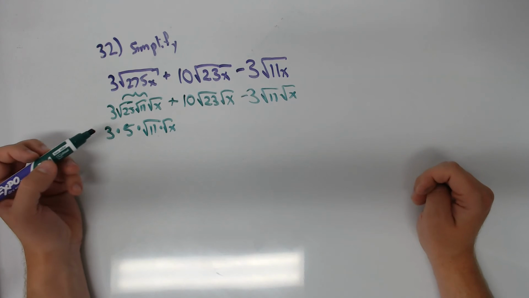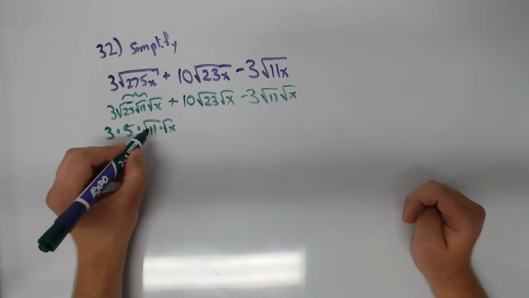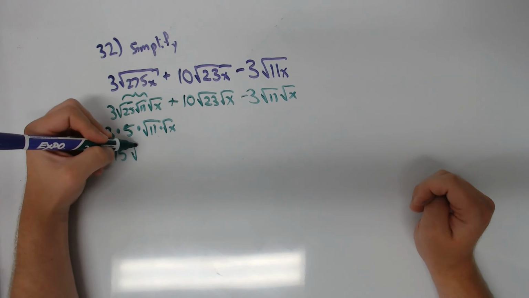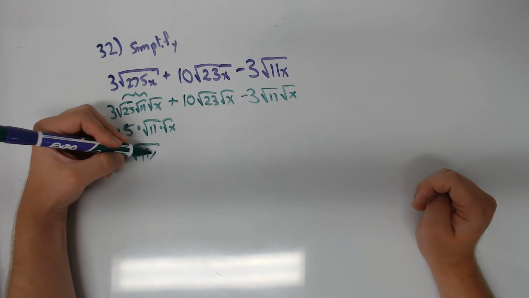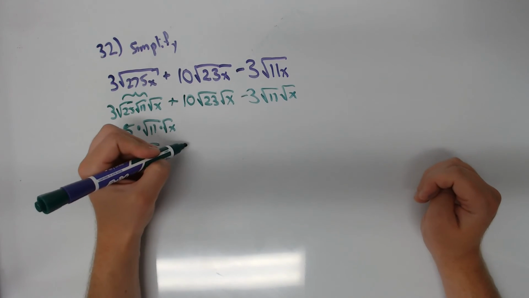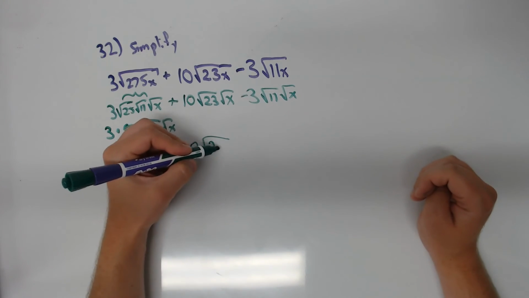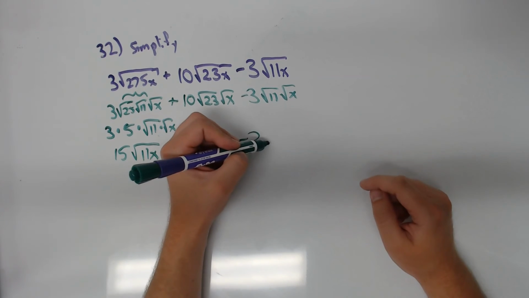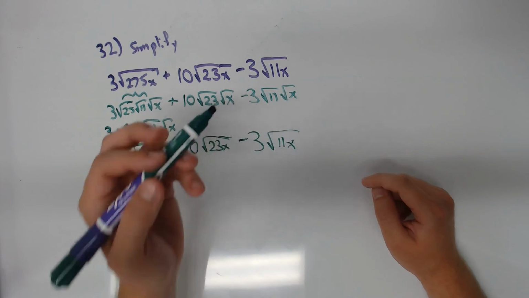So that's what it kind of looks like. Then outside, outside, inside, inside is how we multiply. 3 times 5 is 15. And then 11 and x make 11x when we put it back together. This doesn't really change because nothing's simplified. So I'll just put the 23 and the x back together. Same thing over here. Just put the 11 and the x back together.